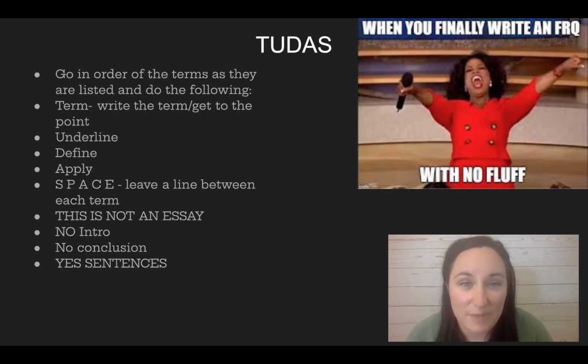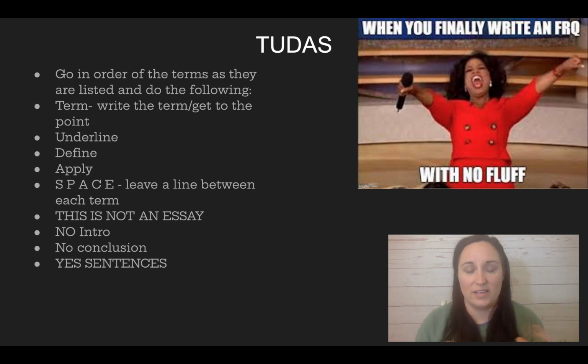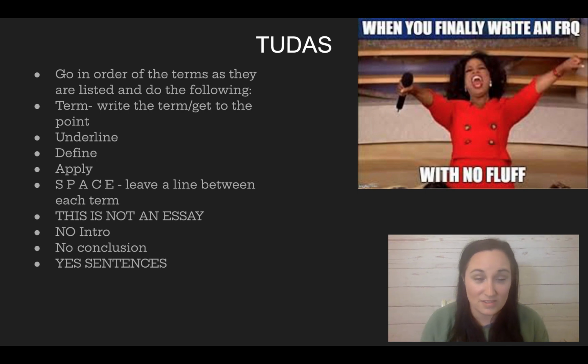The best method that I have found for keeping this neat and concise, so that the AP readers who are reading hundreds and hundreds of these a day can easily process your FRQ and find what they want to find, is a little trick called TUDAs. TUDAs means term. So the first thing you do, there's no intro, there's no conclusion, you just write the term. That's all that really matters. So write the term and then underline it. The U is for underline.